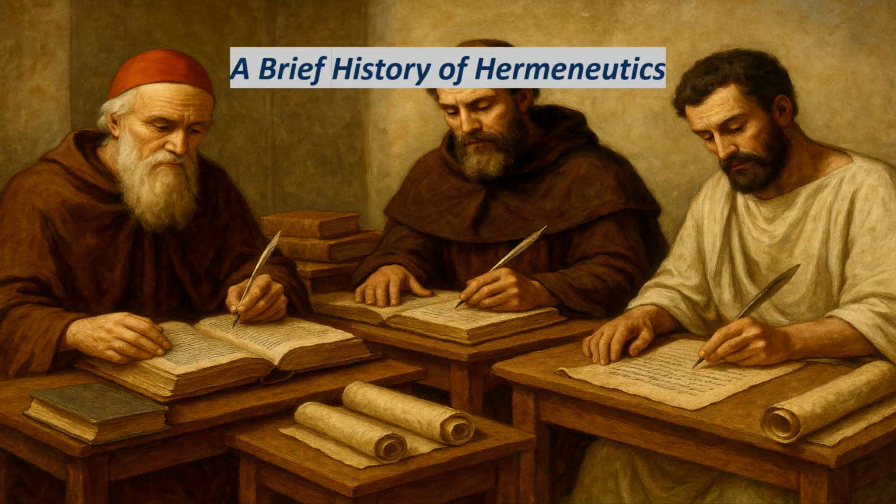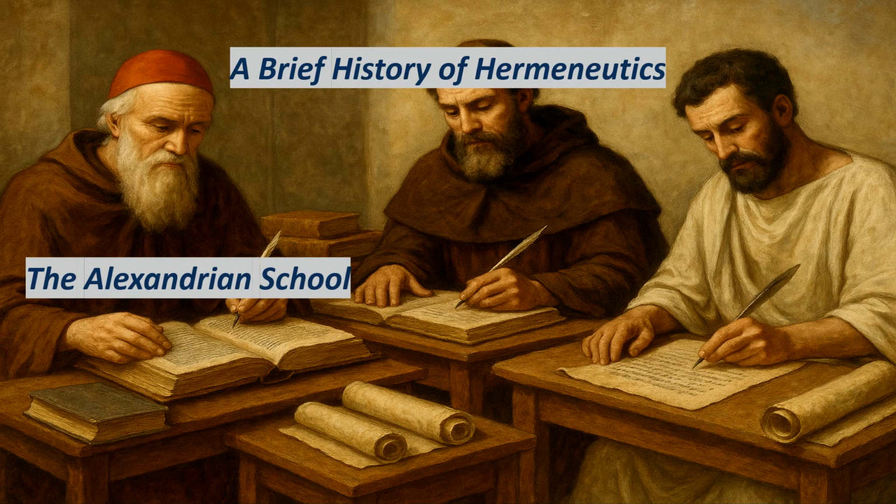Before we lay out the principles we'll be applying in this course, let's take a very brief survey of how hermeneutics has developed in the history of the Church. In the early centuries, the Alexandrian school of interpretation, represented by figures like Origen, leaned heavily on allegory.